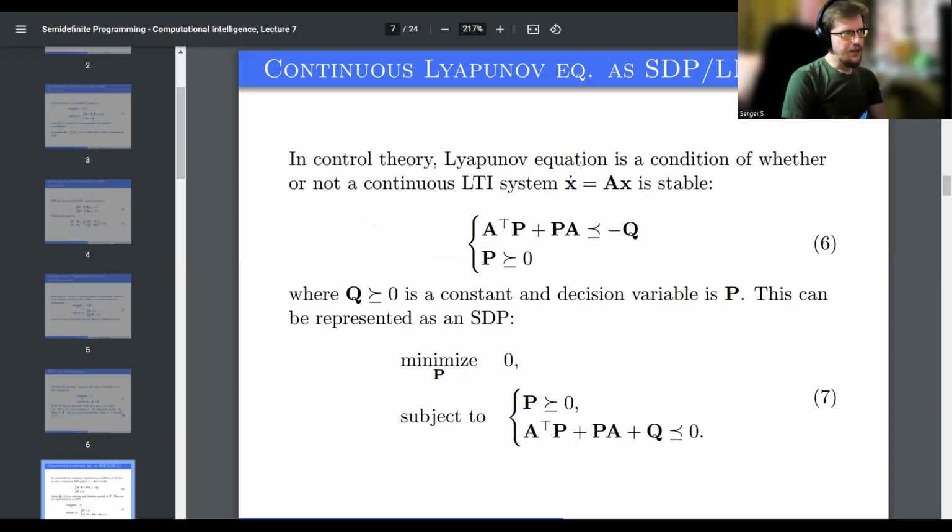So that is the story. Lyapunov equation, right? If such P exists, then the system is stable. How do you check it as an SDP? Well, very simple. You say minimize 0 with respect to P, such that P is positive, and AP plus PA plus Q is negative.